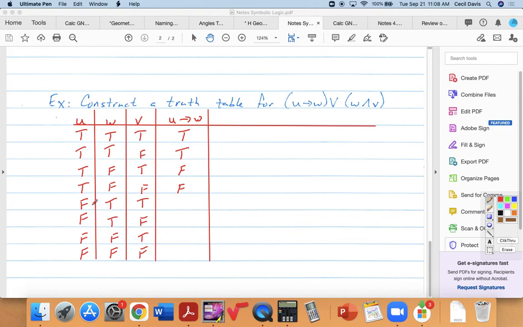The next one, hypothesis is false. Actually, the next two, the hypothesis is false, but the conclusion is true. Is that true or false? True. And the hypothesis is false and the conclusion is false. That's true also. What do I need next? W and V. Yeah, W and V.